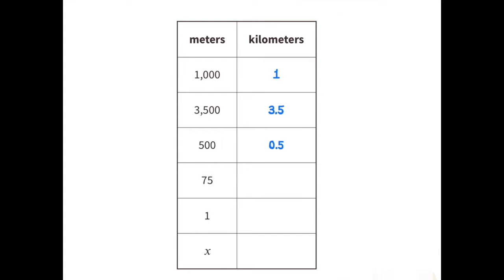I'm noticing a pattern. The decimal point is being moved to the left 3 places to make that value 1,000 times smaller. 75 meters equals 75 thousandths of a kilometer, and 1 meter equals 1/1,000th of a kilometer, and x meters equals 1/1,000th times x kilometers.